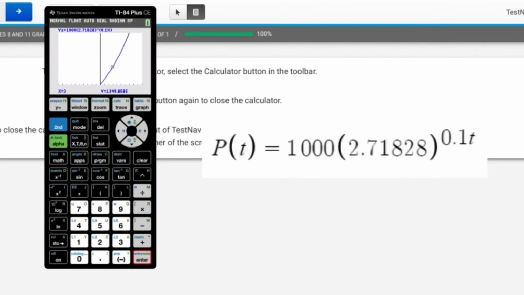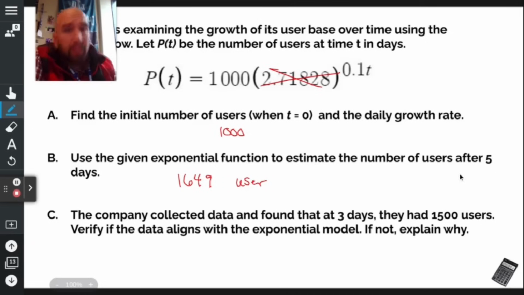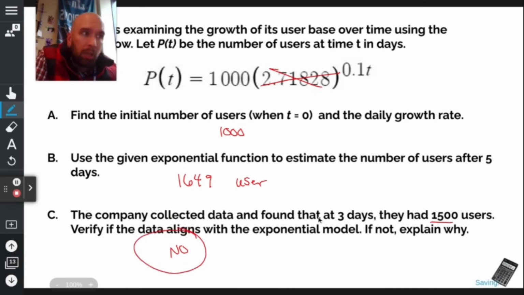That's a big fat NO on that one, because we ended up with 1,350 or something along those lines. We were expecting, according to our exponential model, 1,350-ish, but instead this says 1,500, that's off. If you were off by 15, that's one thing. But when you're dealing with 1,500 users and you're off by roughly 10%, that ain't good, so we're going to say a big fat no here. Why? Because we were off by about 10%, and that's unacceptable.